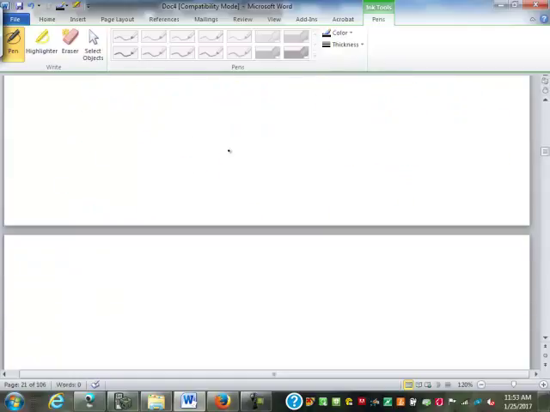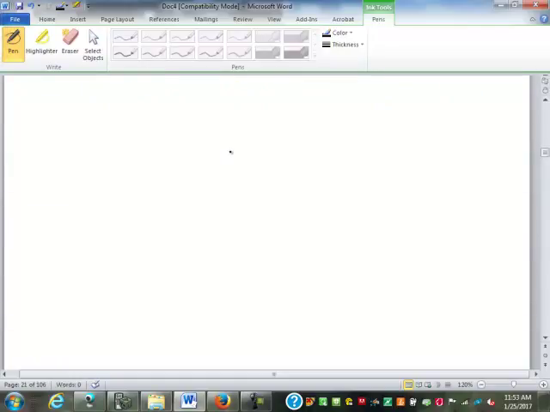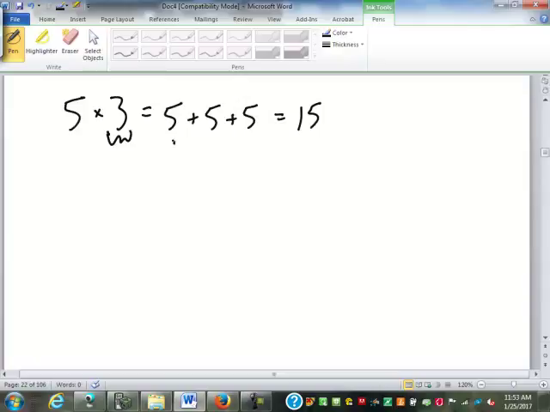If we look at multiplication and division, let's start out with multiplication here. 5 times 3. We said on Monday, before we memorized our multiplication tables and we knew that 5 times 3 was 15, we figured that out by doing repeated addition. 5 plus 5 plus 5 is 15. 5 times 3 literally means take 3 5s and add them together.